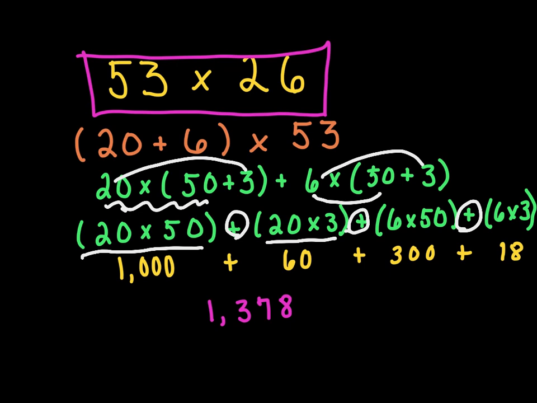Remember distributive. The word distributive is giving over, giving out. So we're giving each one of these numbers to the other number when we multiply. And when we do that, we're getting each partial product to get to our product, 1,378. All right, let's give it a try.